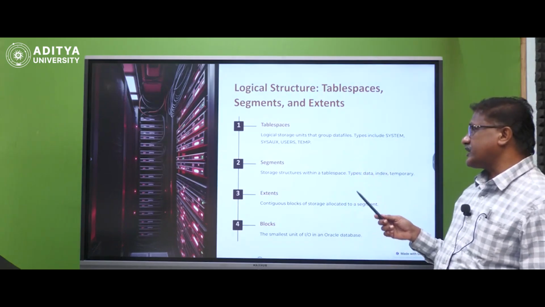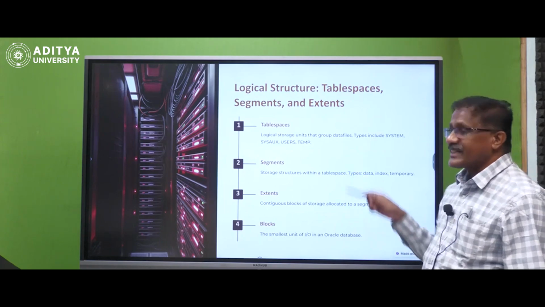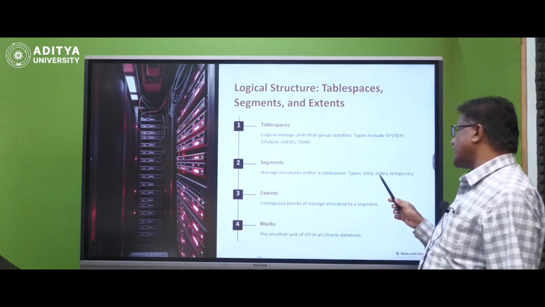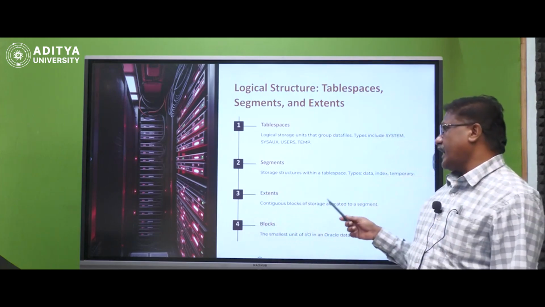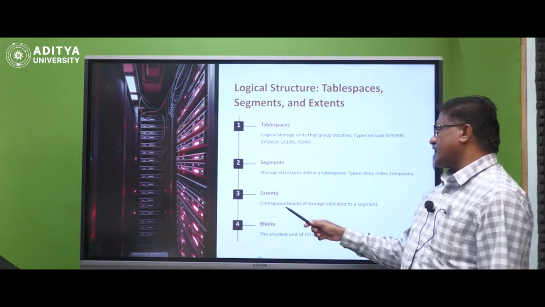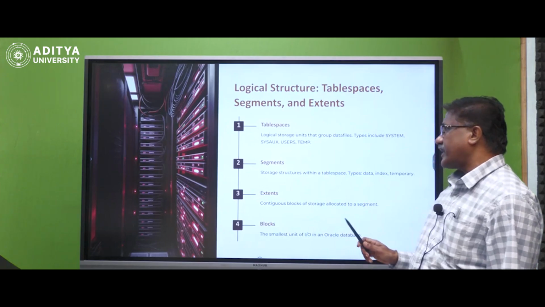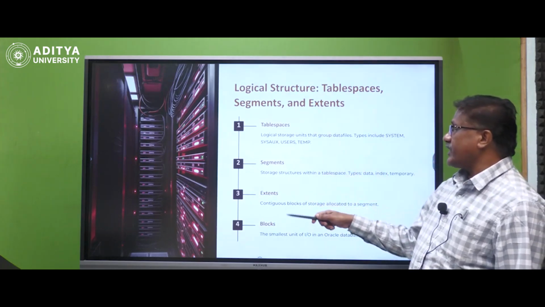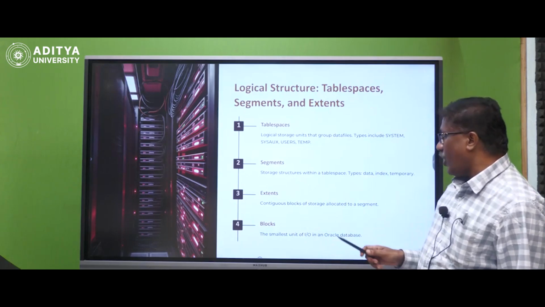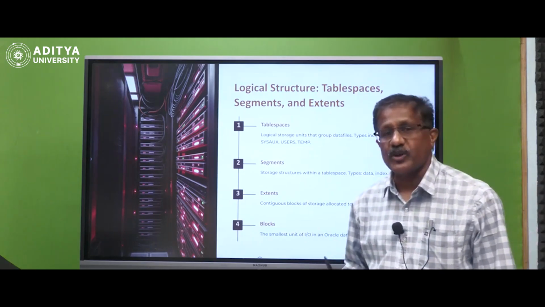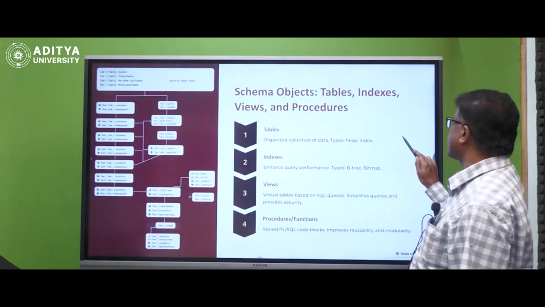Segments are nothing but storage structures within the tablespace, which store data, index, temporary, all those things coming under the segments. Extents are contiguous blocks of storage allocated to a segment. So for each and every segment we are extending particular blocks. Blocks are the smallest unit of IO operation, input and output operation, in the Oracle database.